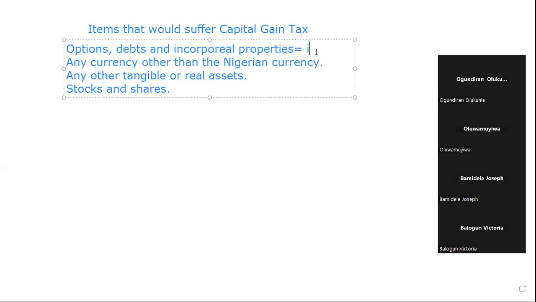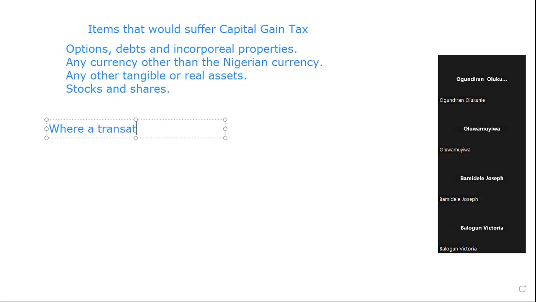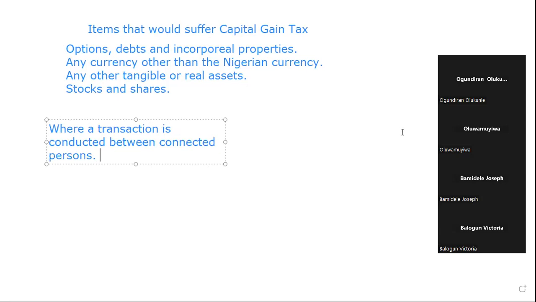All right. Now, having said that, let's move straight to one real life scenario that you must take care of under capital gain tax. One thing you must take care of is where a transaction is conducted between connected persons. Are we on the same page? So now let me give an example of connected persons.